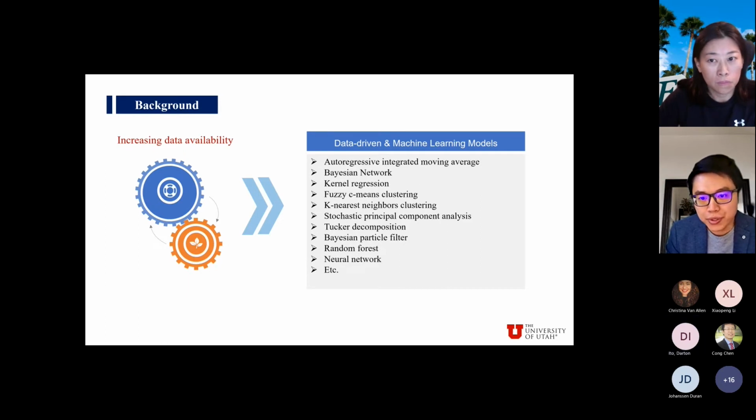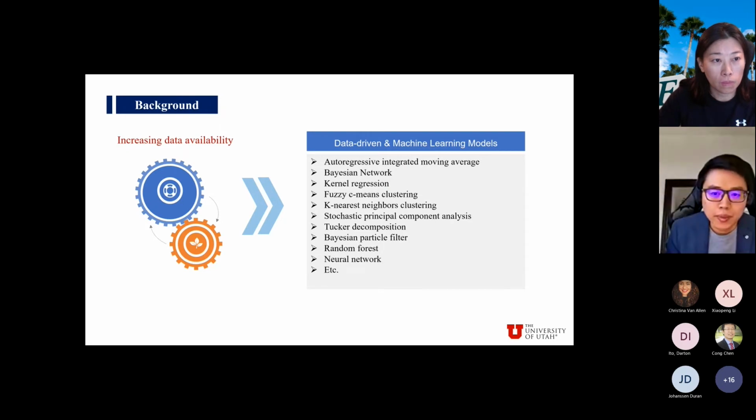There are so many different types of machine learning models that can be used to model traffic flow patterns. Here I just list a few popular models, including the Bayesian network, kernel regression, random forest, and neural network. Those are very popular models that have been implemented in transportation.